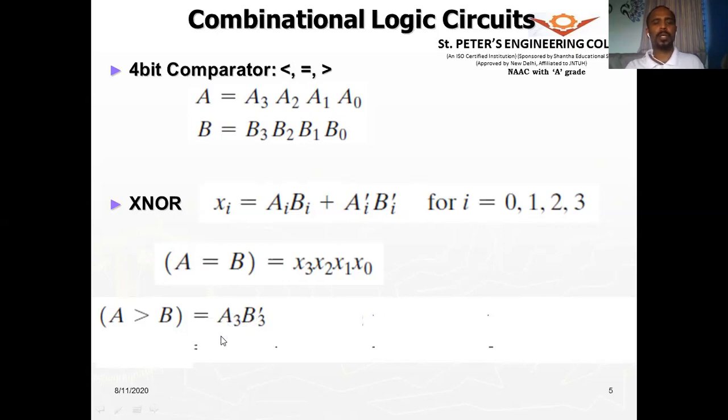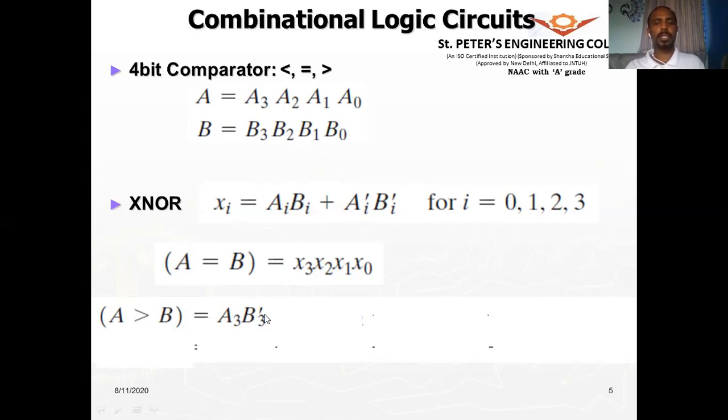So we are talking about the min terms. A3 and B complement 3 indicates that A is greater than B. Suppose A3 is equal to B3. Then the result we are representing is the equality result, and we represent that equality result as X3. So when A3 and B3 are both of the same value, then we go for the next bit.